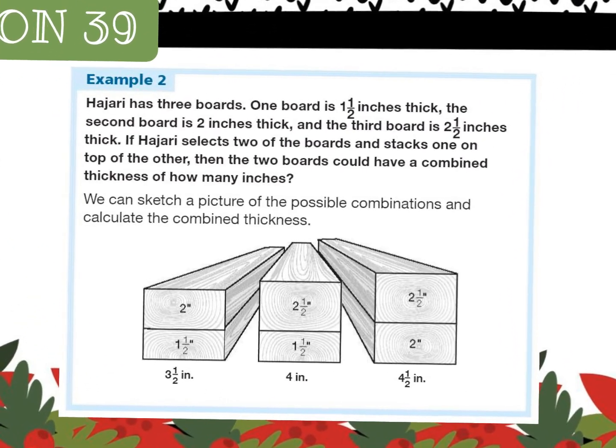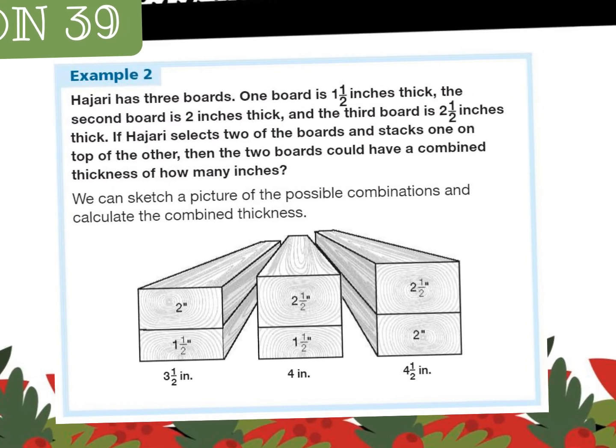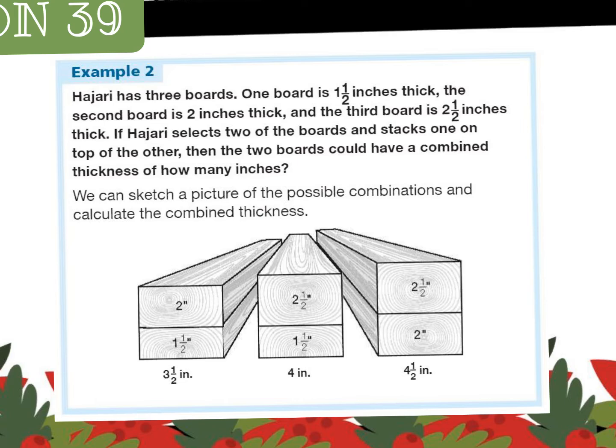Hajari has 3 boards. One board is 1.5 inches thick. The second board is 2 inches thick, and the third board is 2.5 inches thick. If Hajari selects 2 of the boards and stacks them one on top of the other, then the 2 boards could have a combined thickness of how many inches? Okay, well, I have one that's 1.5 inches right here. I have another that is 2 inches right here. So if I combine those, I have 1 plus 2, which is how many whole inches? 3 whole inches plus the 1/2. So that one's 3.5. Everybody understand how that one works there?